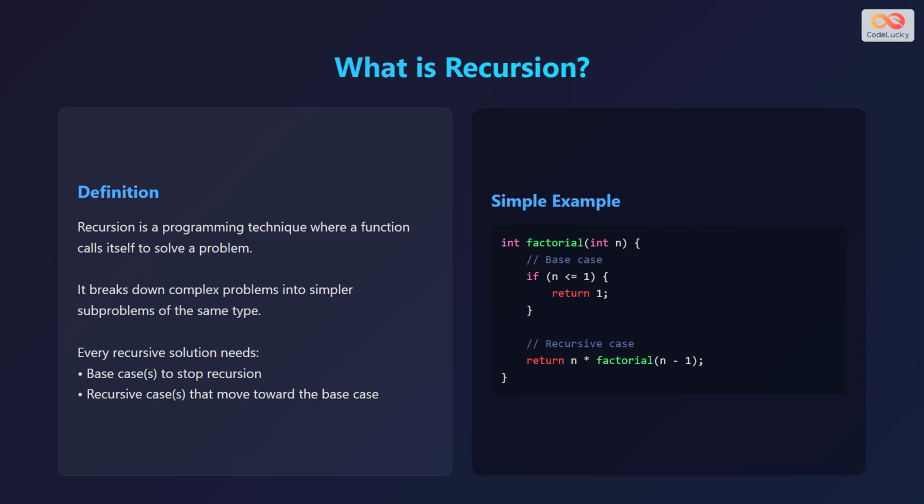Here we have an integer function factorial that accepts an integer n as a parameter. If n is less than or equal to 1, the function returns 1. This is the base case that stops the recursion. Otherwise, the function returns n multiplied by factorial of n minus 1. This is the recursive case that moves towards the base case by decrementing n with every recursive call. Thus, recursion is a powerful technique in programming that solves a problem by calling itself.